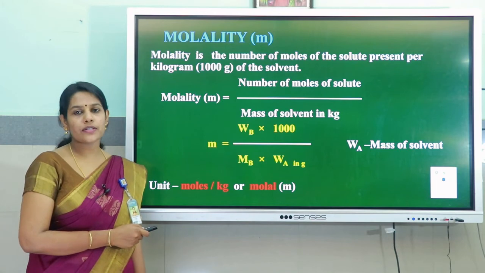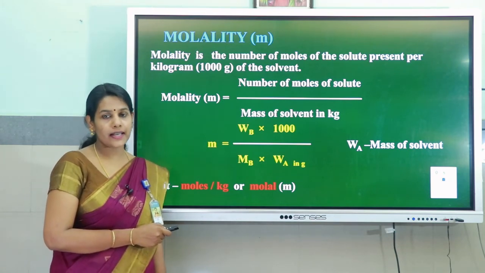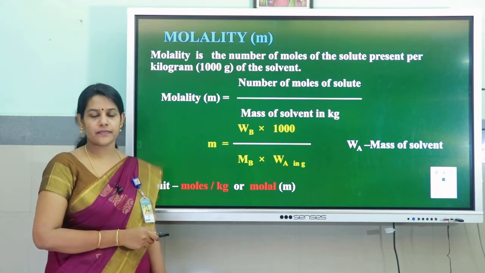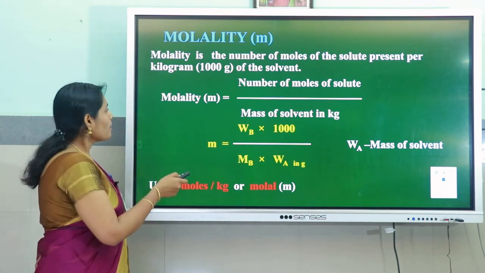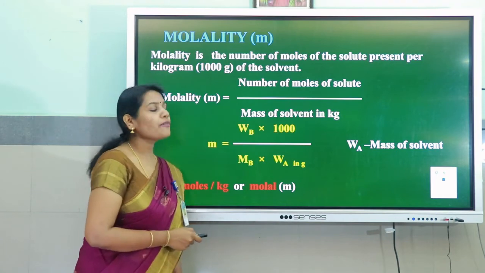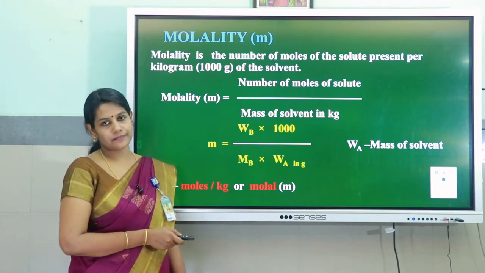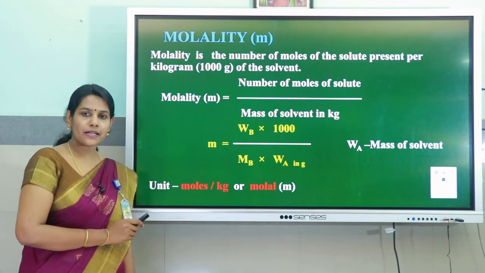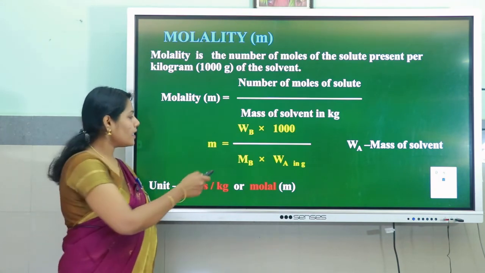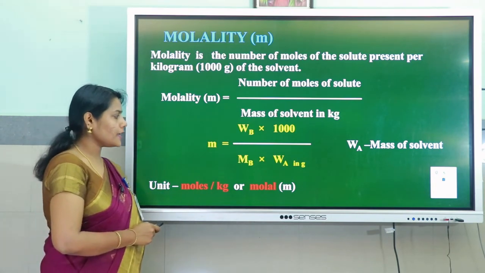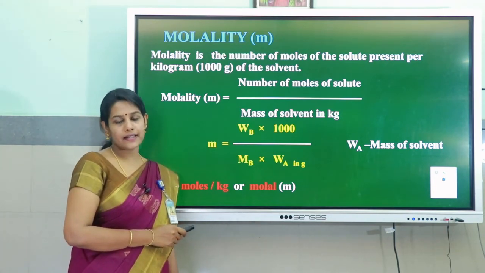Molality is the number of moles of solute present per kg or 1000 gram of the solvent. That is, molality m is equal to number of moles of solute divided by mass of solvent in kilogram. While doing mathematical problems, we will use this formula: m is equal to Wb into 1000 divided by Mb into Wa in gram.